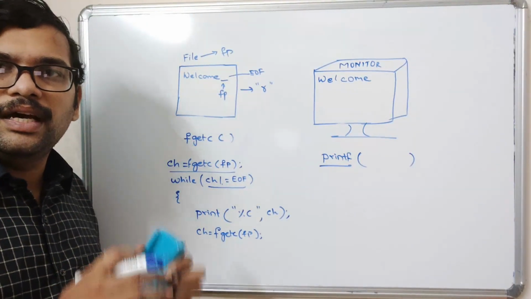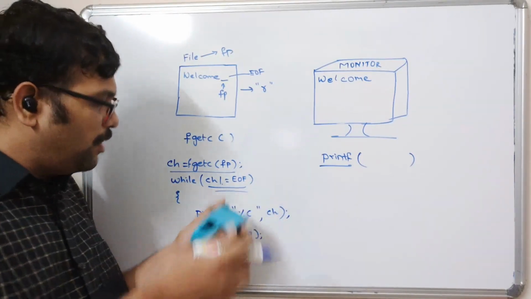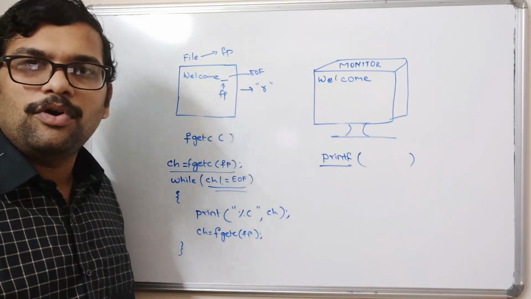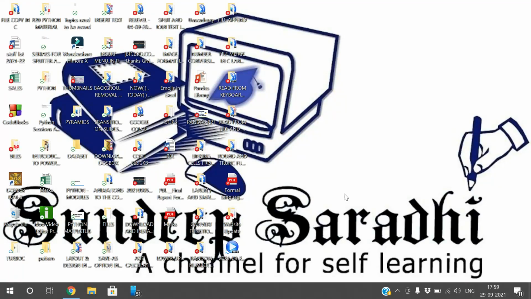Now I will show you the execution part of this. How can we read the data from the file and how can we write the same onto the monitor? Let's move on to the compiler. Hello friends. Just now we have seen the theoretical part of how to read the content from a file and how to display the same content on the screen. And now I will show you the implementation part.